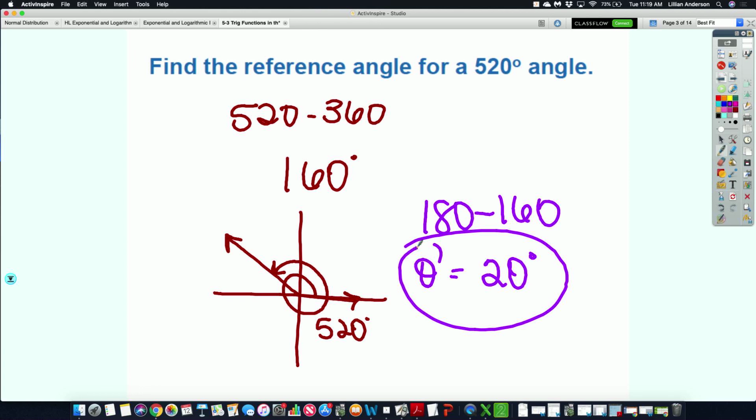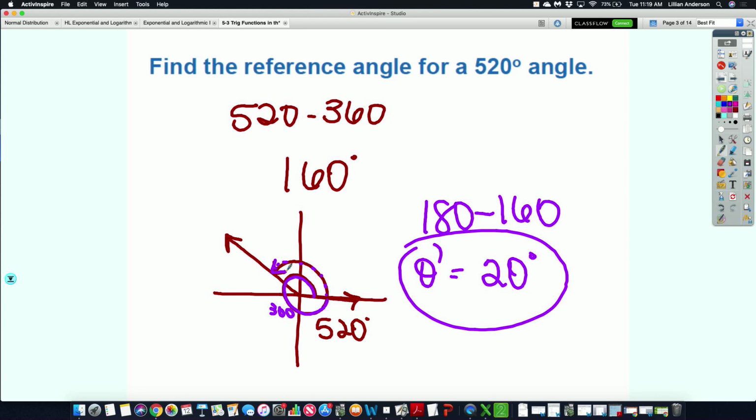How do you know how many times you're going to go around? Well, look at the angle itself. If it's bigger than 360, but only one time bigger, you go one full time around to represent 360 degrees. Then the remaining 160 is what gets you to the actual terminal side. So when it comes to sketching, degrees is a lot easier than radians.